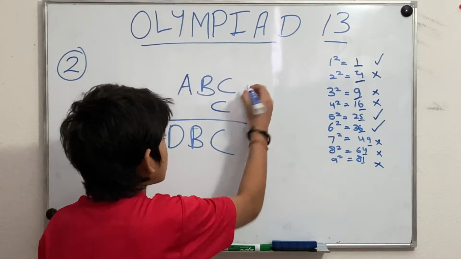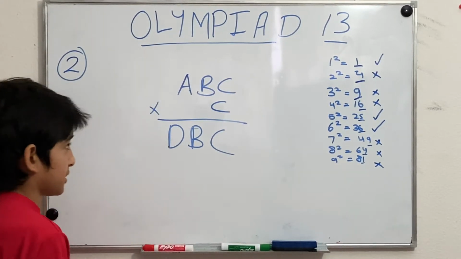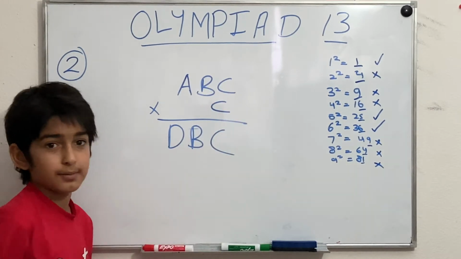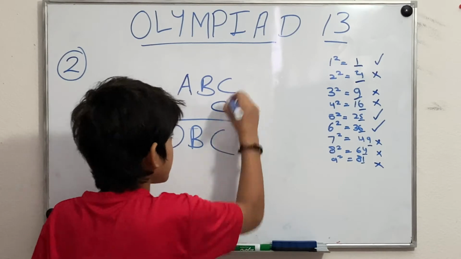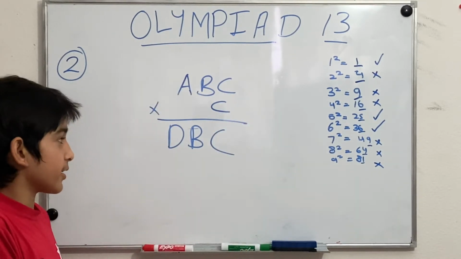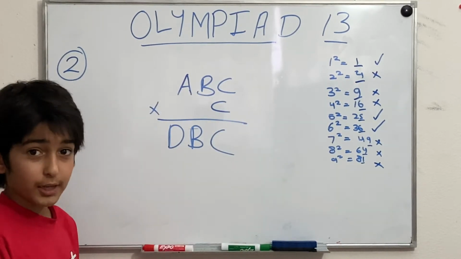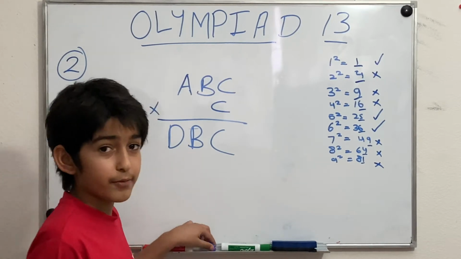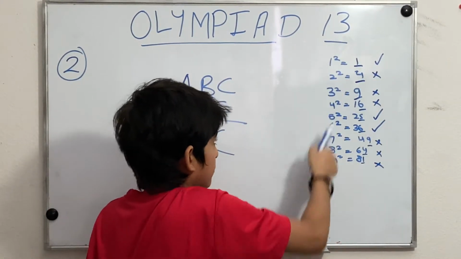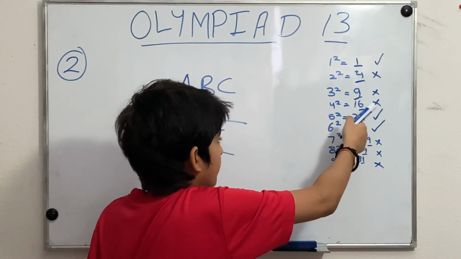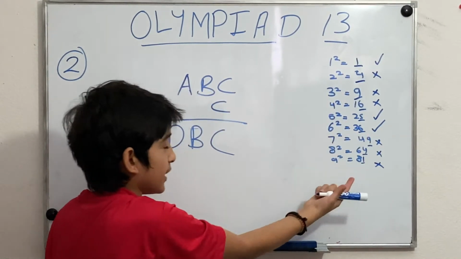Okay, so first, let's go in a multiplication process. C times C is equal to C. That's the first step you have to do to multiply. If C times C is equal to C, basically C squared ends in C, with a carry forward or no carry forward. So I just wrote the squares: 1, 4, 9, 16, 25, 36, 49, 64, and 81.